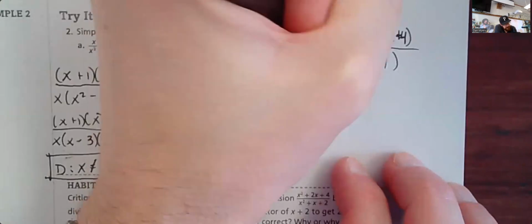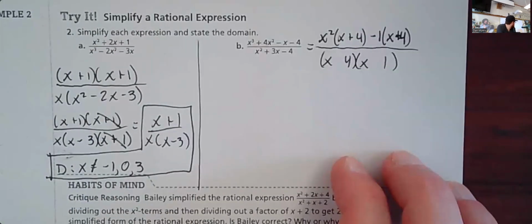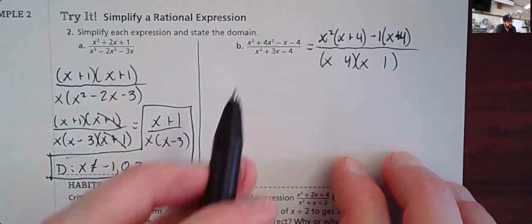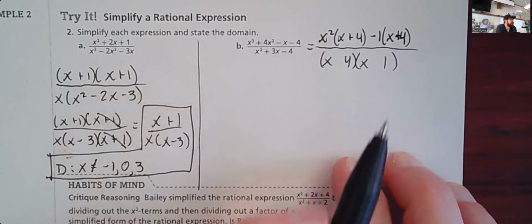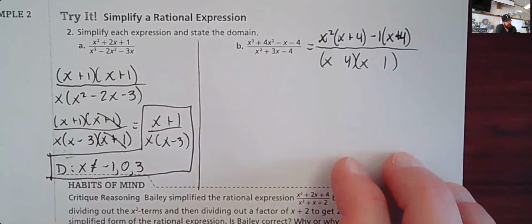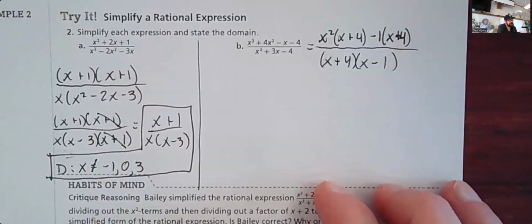Four and one. Okay, so 4 and 1. Now, because they multiply to a negative, one of them has to be negative, one of them has to be positive, and they add to a positive as well. So which one's positive, the 4 or the 1? The 4, yeah. And then the 1's negative.